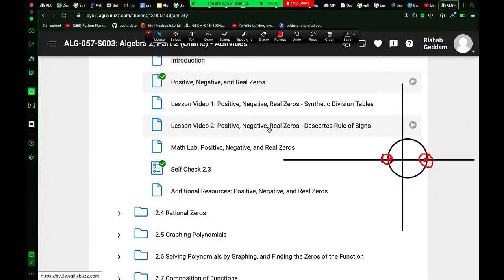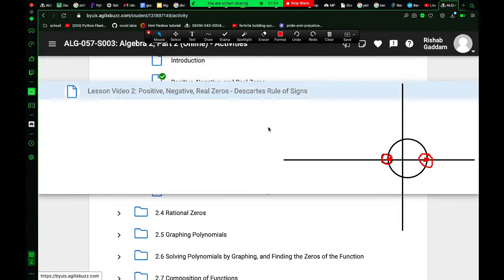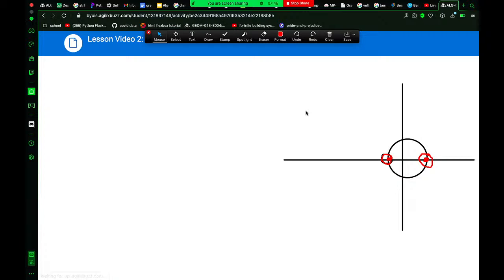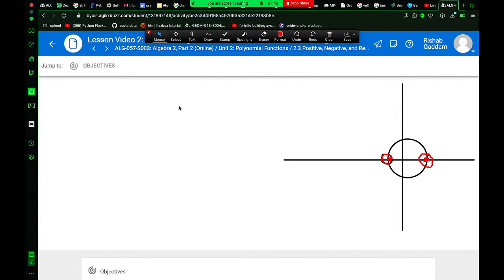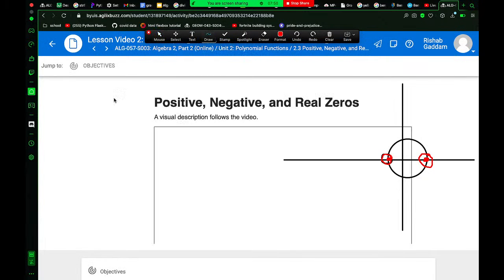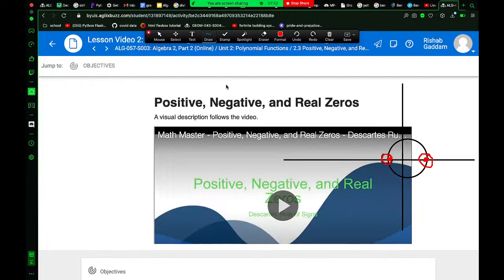Here's an important thing, so let's watch a video on it. It's called the Descartes rule of signs. This is where basically just by looking at an equation, you can tell how many real zeros it has.